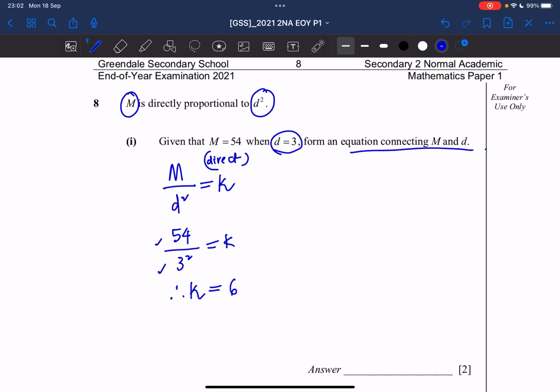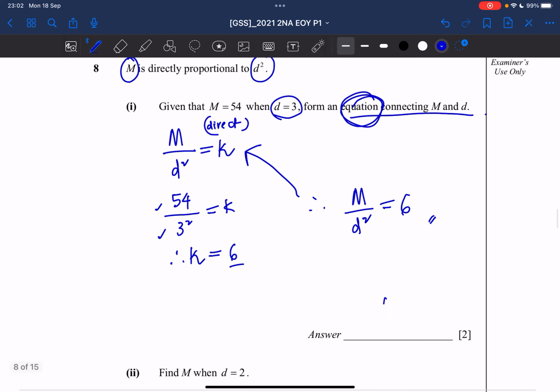Okay, but this is not our answer. Remember we need to form an equation. So for our equation, we need to go back to this. So m over d squared equals 6. Okay, so that is our equation.